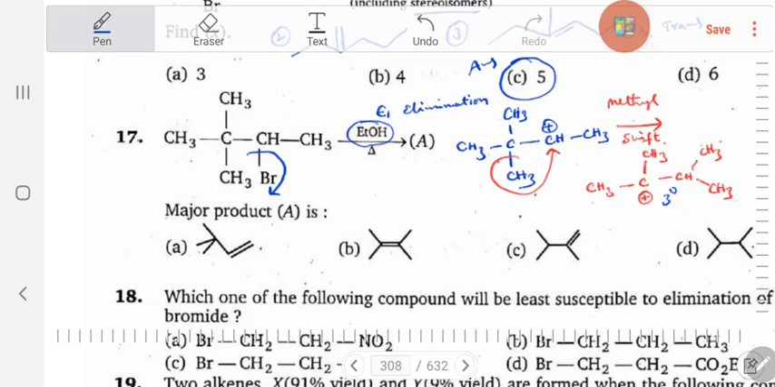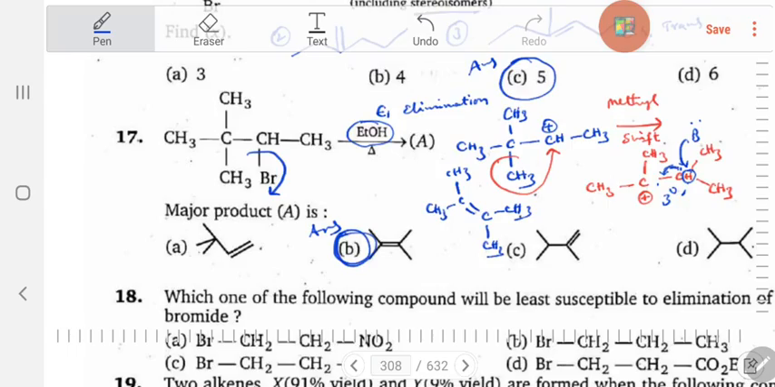Now this base will abstract hydrogen from here. This hydrogen will be abstracted. When that is removed, that bond will be shifted here, right? When the base abstracts this hydrogen, that bond will be shifted here. So the obtained product will be CH3, C, CH3, double bond, CH3, CH3. So the correct answer is B. This is the correct answer.